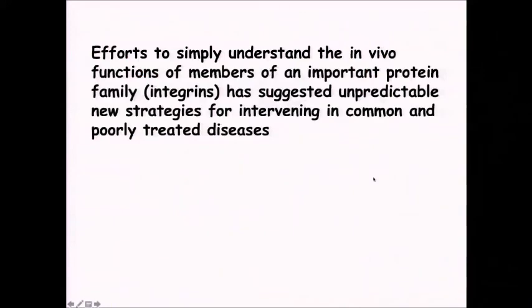So nobody, and I certainly wasn't smart enough, to think about trying to inhibit TGF-beta activation by blocking alpha-V beta-6 or smooth muscle contraction by inhibiting these other integrins. It's only by just trying to do basic discovery that these ideas came up at all. And whether they work or not, it's exciting to see this kind of work lead to new strategies for intervening in common and poorly treated diseases.